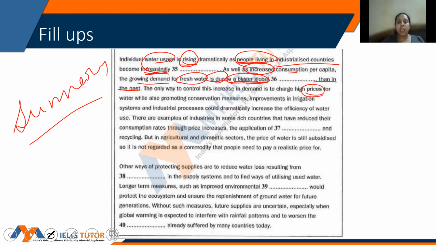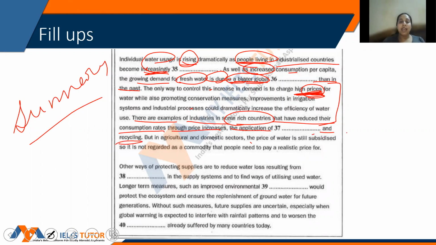So the information where they're talking about prices, because this is 3-4 lines without any gap, will help us take to the next location. So the location where they're talking about prices, we will quickly move. We will skim and scan, look for the high prices, and start reading the information to find the next answers. Now they're talking about examples of industries in some rich countries that have reduced their consumption rate through price increase and application of dash and recycling.